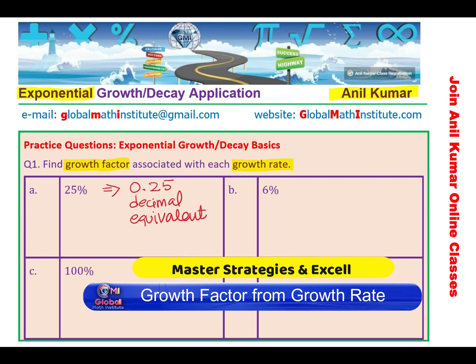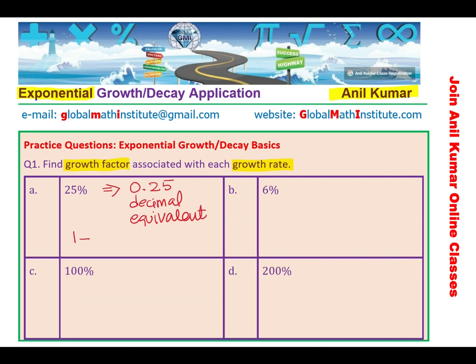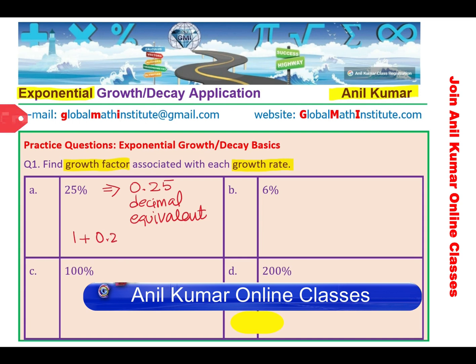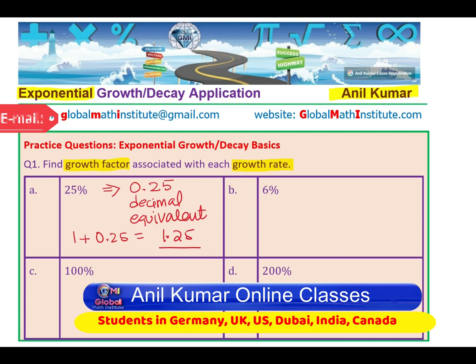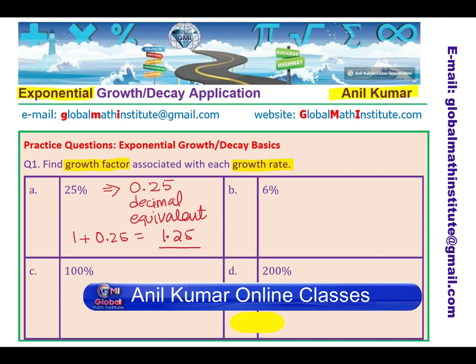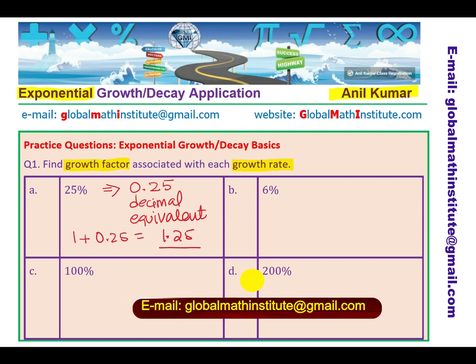So the growth factor will be increasing by that much. The growth factor will be 1 plus 0.25, which is equal to 1.25, right? So that becomes the growth factor in this particular case. The steps involved are, first, convert the percent to its decimal equivalent.